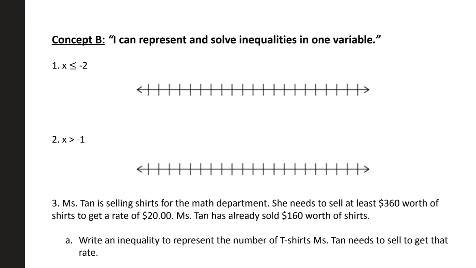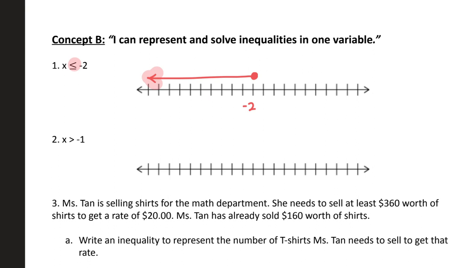All right, concept B is I can represent and solve inequalities in one variable. So for these ones, we are graphing these inequalities. So starting with number 1, it says x is less than or equal to negative 2. So I'm just going to put negative 2 on my number line. For this one, we are going to use a solid dot because of that line underneath, which means we are including negative 2 in our solutions. Since we're looking at less than or equal to, that means we are going to go to the left. Remember, one way you can check to make sure you did it right is the arrowhead should match the inequality symbol.